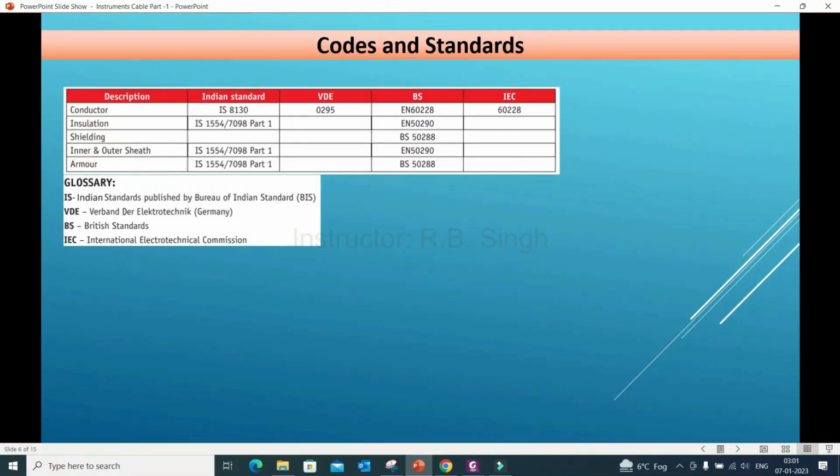Codes and standards. For cables there are many applicable standards. Basically we use either British standards or international standards. These are the British standards applicable for cables. For conductor it is EN60228, for insulation it is EN50290, for shielding it is BS50288, and for sheath, inner or outer, it is EN50290. For armoring it is BS50288. These are the standards used in cable selection and cable technical information.